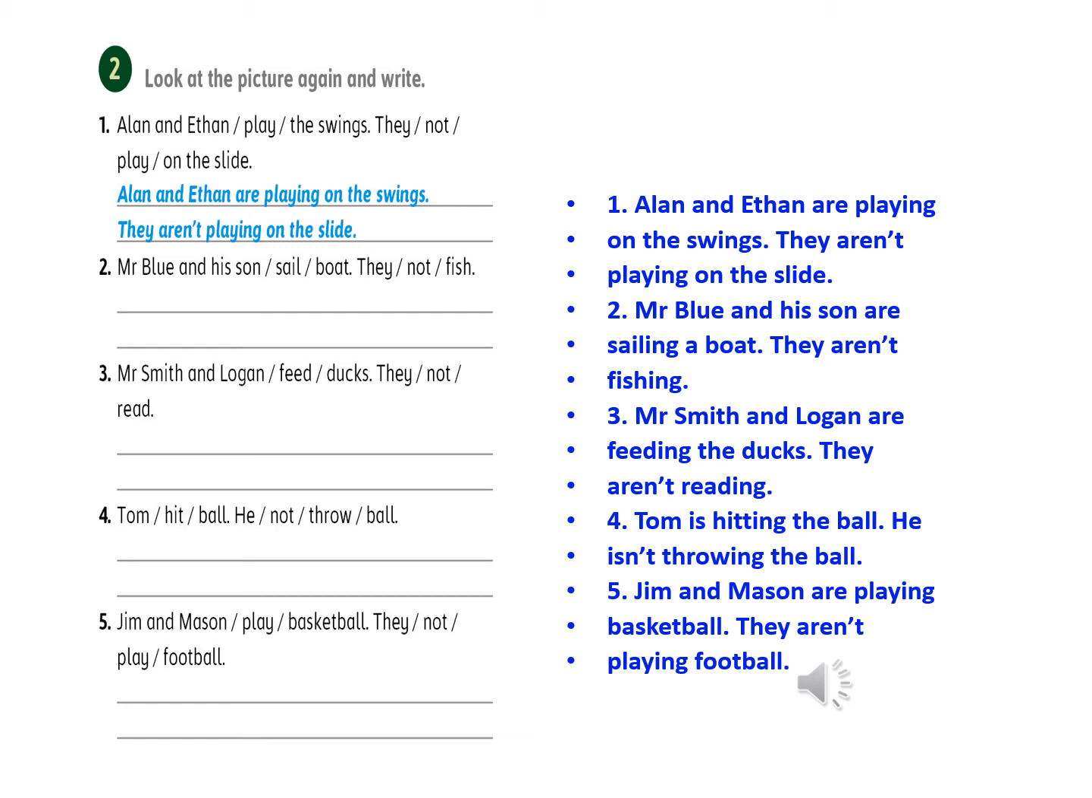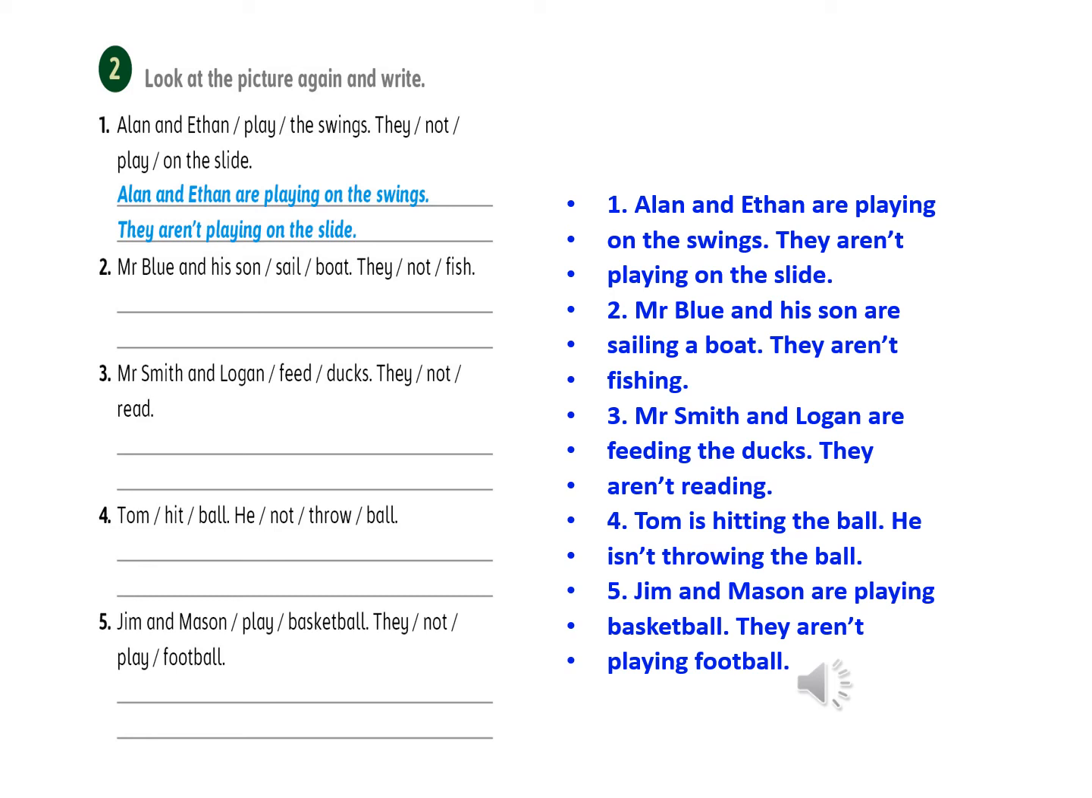Number 2, Mr. Blue and his son sail a boat. Mr. Blue and his son will take the verb to be are because they are plural. Mr. Blue and his son are sailing. Here we will add the ending ing to the verb sail. Mr. Blue and his son are sailing a boat. They aren't fishing. Here we use the negative form of the present progressive. We use aren't. And we add the ending ing to the verb fish. They aren't fishing. And as you know, aren't stands for are not.